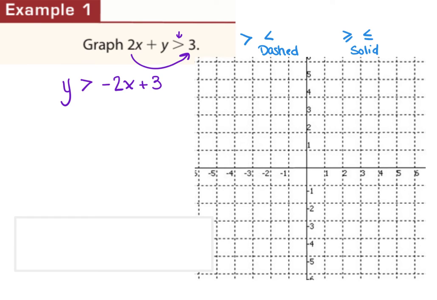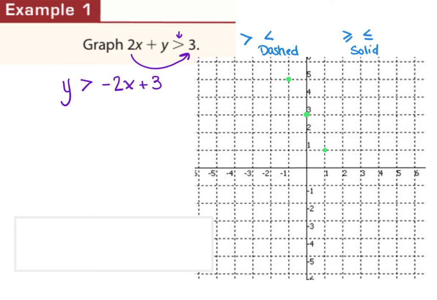Positive 3, right? My slope is -2, which is -2/1. So how do I move from this positive 3? Down 2 and right 1. Okay, so down 2 and right 1, or I could go up 2, left 1. Either way, I need a negative slope, right? And then I am going to connect the dots. The difference here is that I am going to connect these with a dashed line.